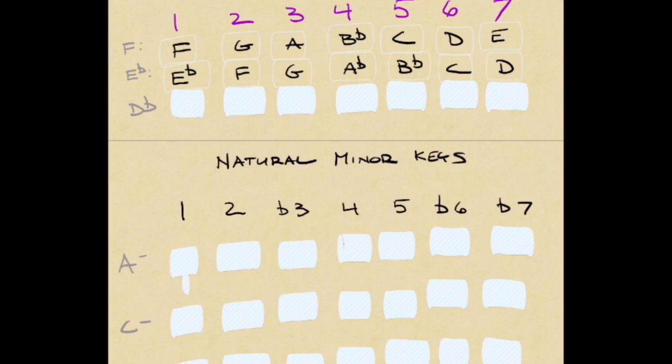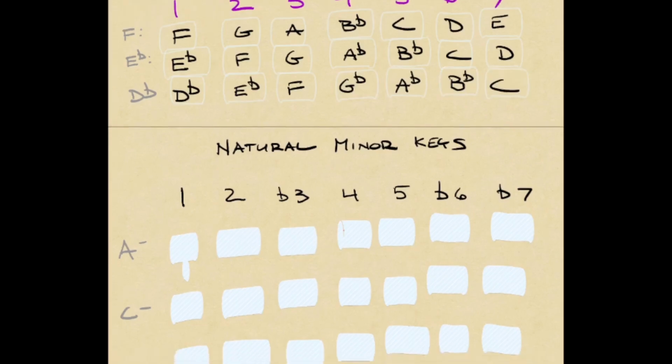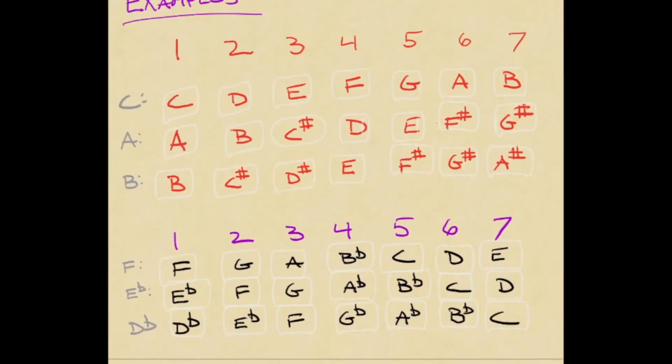How many flats in the key of D flat? 5. I feel like Vanna White here. So D flat is 1. Do we have an E flat? Yes, we do. Do we have an F? Yes, we do. Do we have a G flat? Yes, we do. A flat. B flat. C. Okay. So those are, I didn't do all of them, obviously.